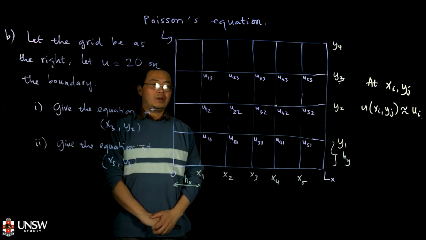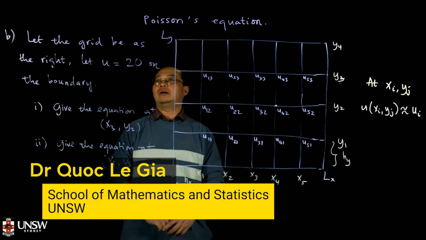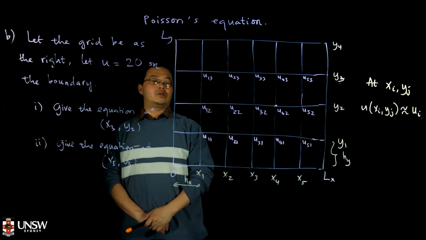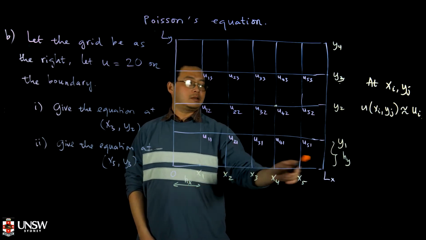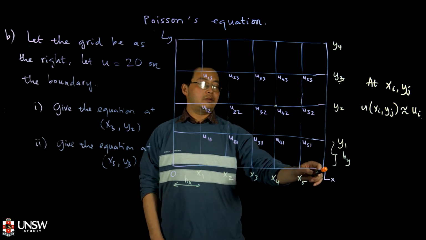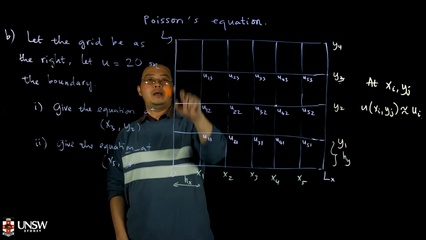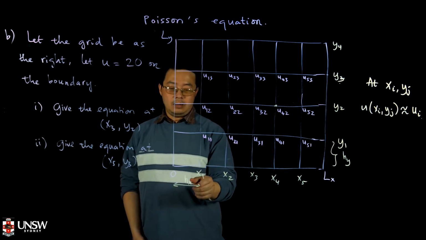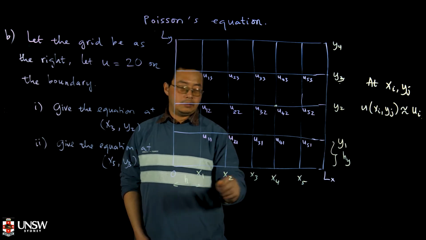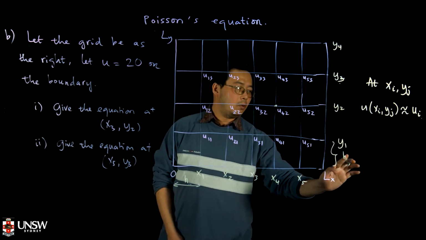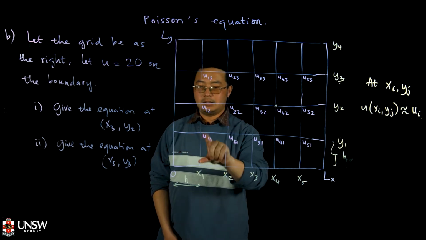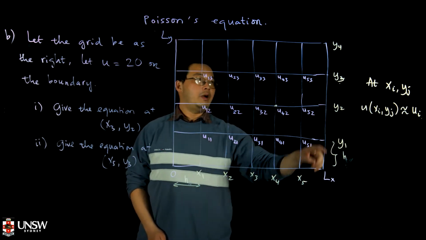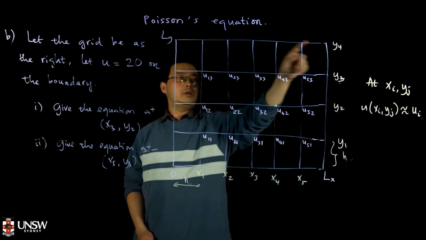Okay, so now we will try to solve the problem in a concrete grid as given here. Assume that you are given 6 equally spaced subintervals in the x direction and 4 equally spaced subintervals in the y direction, and assume that they are the same. So here h subscript x just reduces to h, and h subscript y just reduces to h, so that here they're just a square. And now we assume that the boundary values equal 20, so u equals 20 on the boundary.